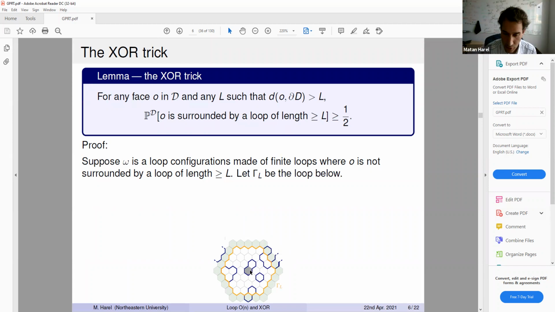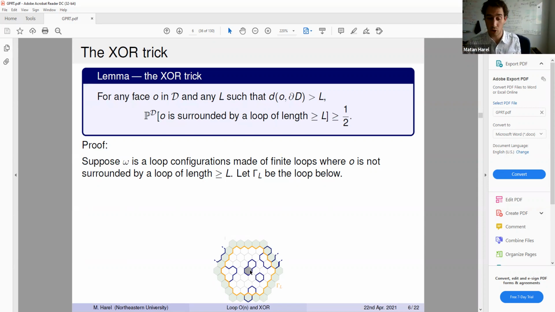I'm going to now consider this circuit gamma L, which is not part of the loop configuration. It's just a bunch of edges that I draw in. Clearly, this circuit surrounds the face. Clearly, it's long. Its length is at least L by definition. But it's just a bunch of edges. It's not part of my loop configuration. I have a loop configuration omega and this thing.